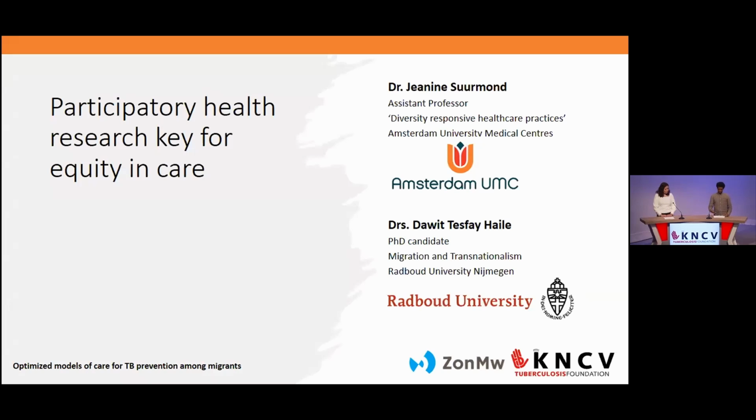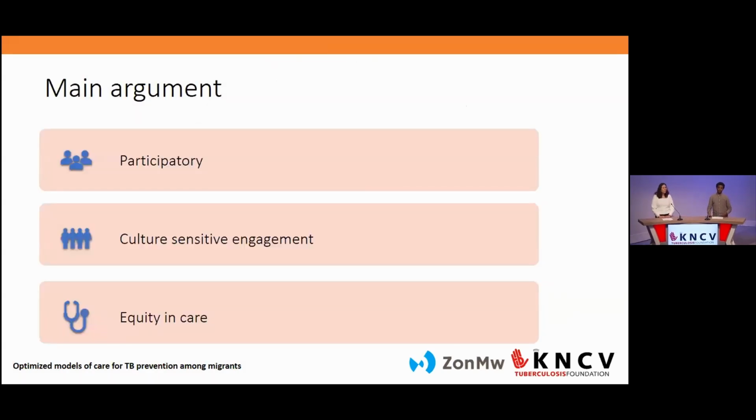The main thesis of our argument goes as follows. Participatory health research through a meaningful cultural sensitive engagement is a key for equity in care and preventive health interventions. The question, of course, is what do we mean by participatory health research? Who should be participated in our research? How do we make sure that we create a suitable platform for participation? And eventually, for what end? What do we aim to achieve with participatory health research?